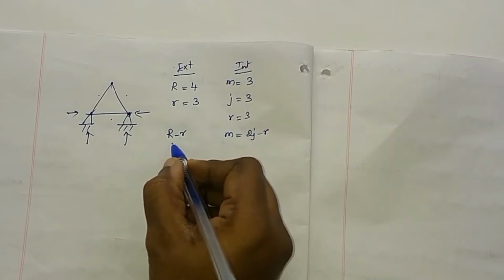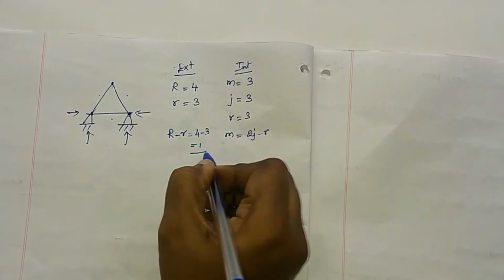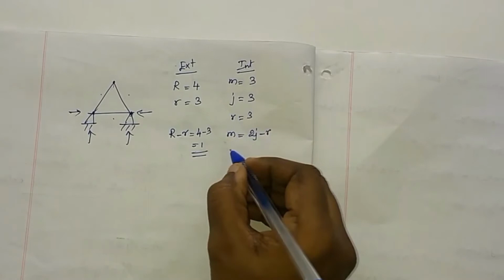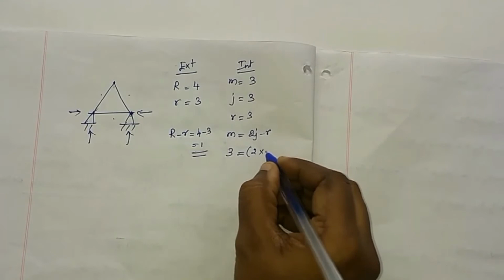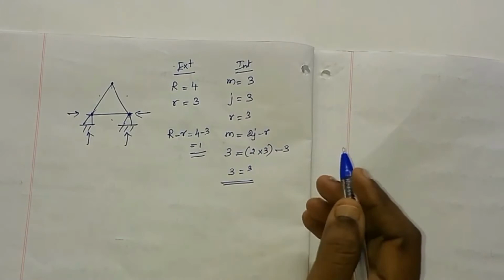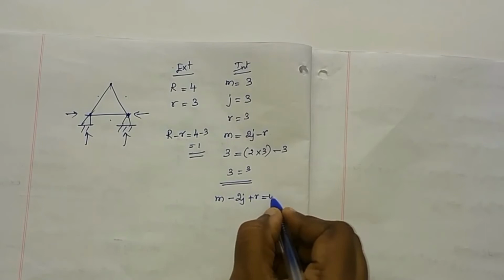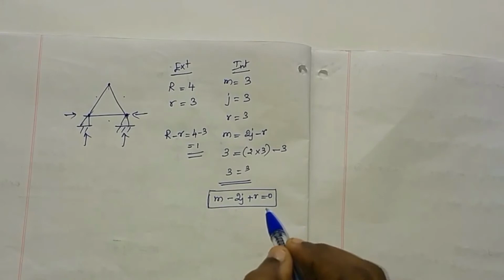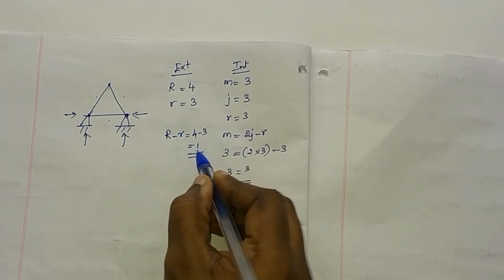Now check here, R minus r. So I write here, 4 minus 3, I have a value of 1. Now check for internal calculation. So M is 3. Let me check whether it is equal to 2J minus R. So 2 into J is 6, minus 3 again, so I have 3 is equal to 3, so my value of members is equal to the expression of 2J minus R, or I can write M minus 2J plus R is equal to 0. This is the relation to find whether it is statically internally determinate or not. So externally it is indeterminate to degree 1.